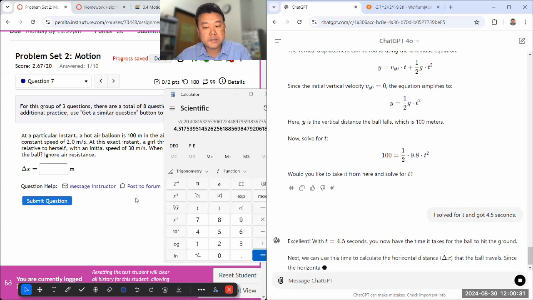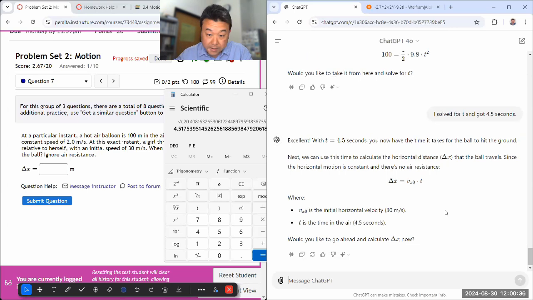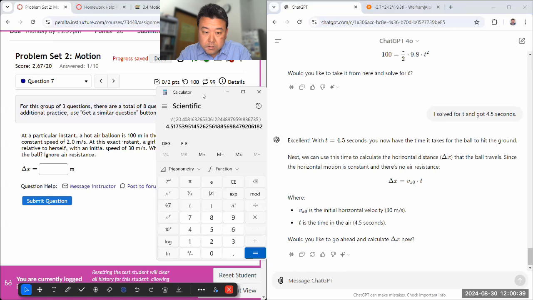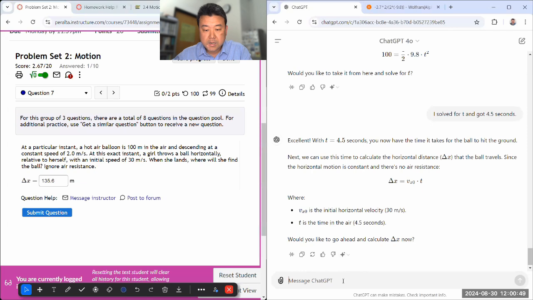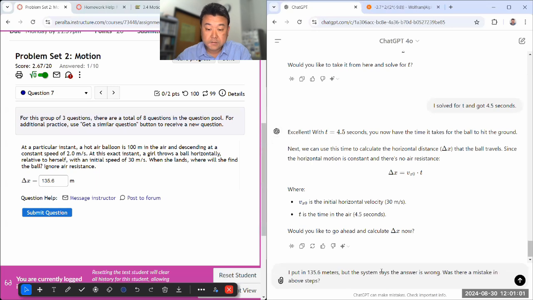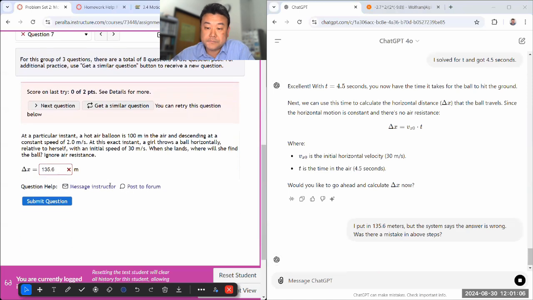And let me just imagine that I went through the rest of the calculations. Or, you know, I can actually do this part. So I can do 4.5 seconds times 30, and it'll be wrong. So I'll put in 135.6. I put in 135.6 meters, but the system says the answer is wrong. Was there a mistake in the above steps? And while it's answering, I'll submit. It'll say it's wrong because it's wrong.